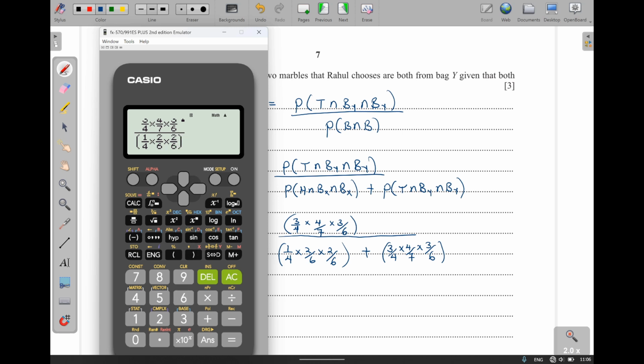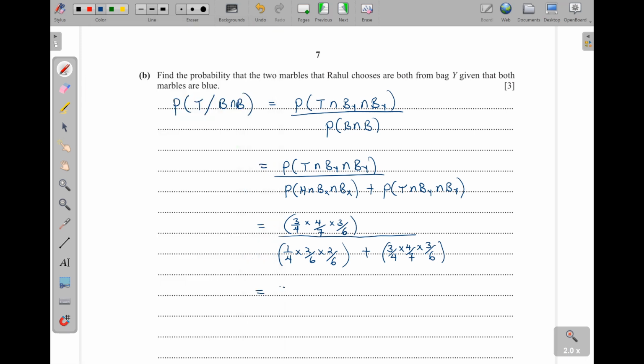Then I can cross the bracket, then add. Then this one is going to be 3 times 4, 12 times 3. That would be 36. Then out of 4 times 7 times 6. Okay, simplify that. Then it will give us 54 out of 61, all of it together. So this has been it for this first part of the paper.